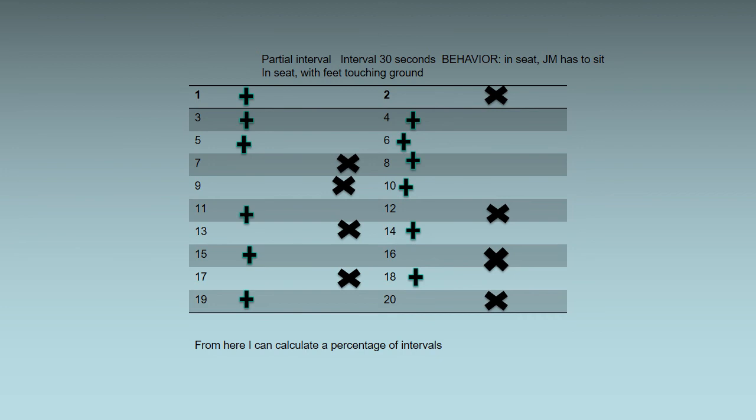So again, in partial interval recording, all the person has to do is engage in the behavior at any time during that interval, and it's marked as occurring. So let's say in interval 1, he was only in his seat for 3 seconds. But because it's partial interval, again, partial, it only has to occur one time or more during that interval, we'll mark it as happening.